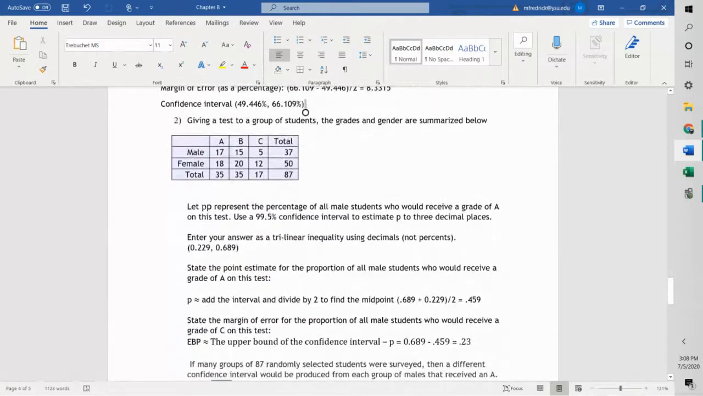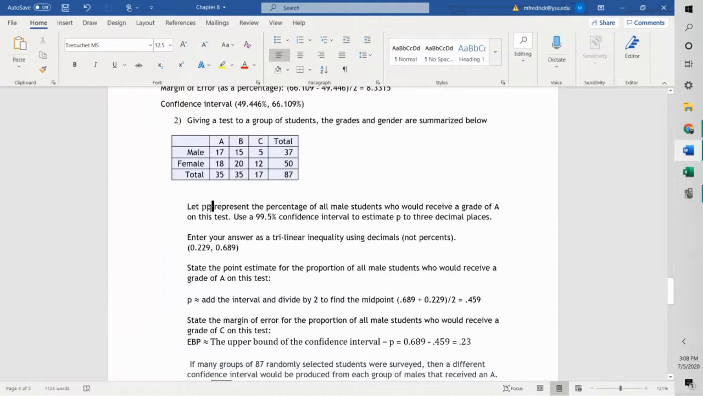In the next example, giving a test to a group of students, the grades and gender are summarized below. And so this would be an A on an exam, a B, and a C. This is the totals going across. These were the males, the females. So males with A's was 17 and females with A's was 18, and so on.